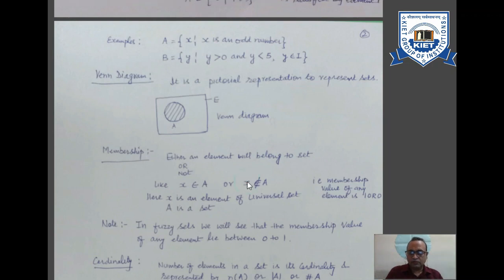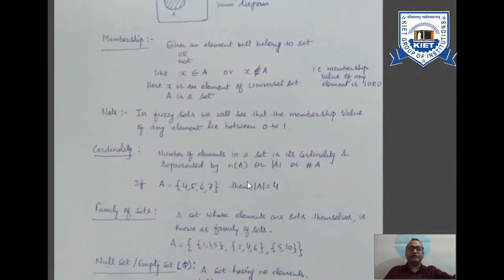Okay. Now let us come to the concept of membership information. The membership information says that an element X, which is an element of the universe of discourse, either will belong to set A or will not belong to set A. I told you earlier also, this is crisp information.